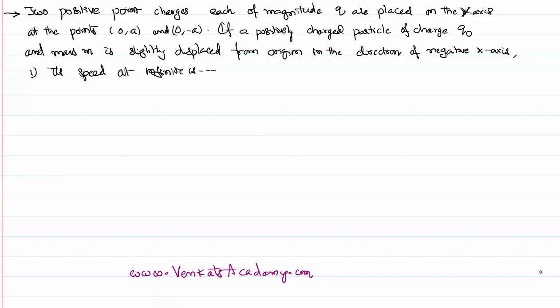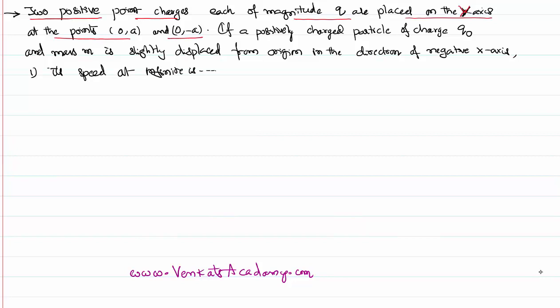In this video lesson, we are solving a problem based on electric charges and fields in terms of electric potential. The problem is like this. There are two positive point charges, each of magnitude q, placed on the y-axis at points (0, a) and (0, minus a).